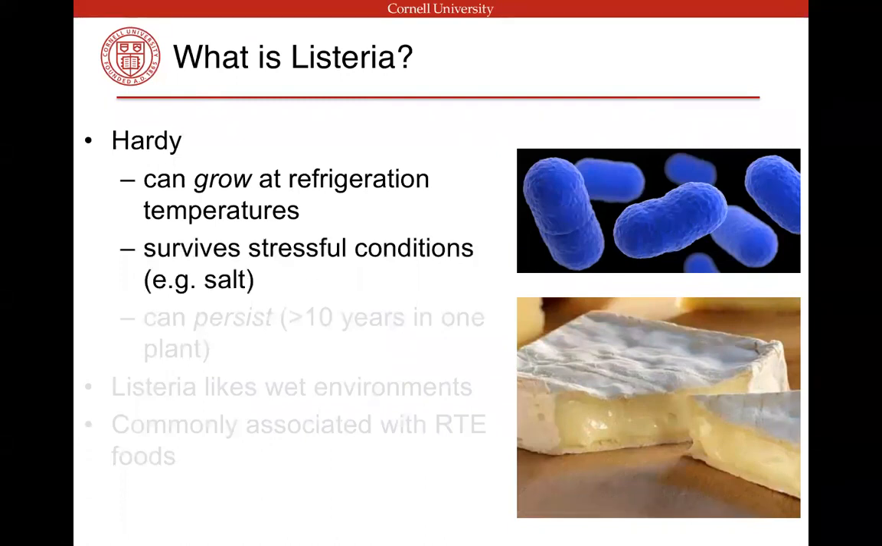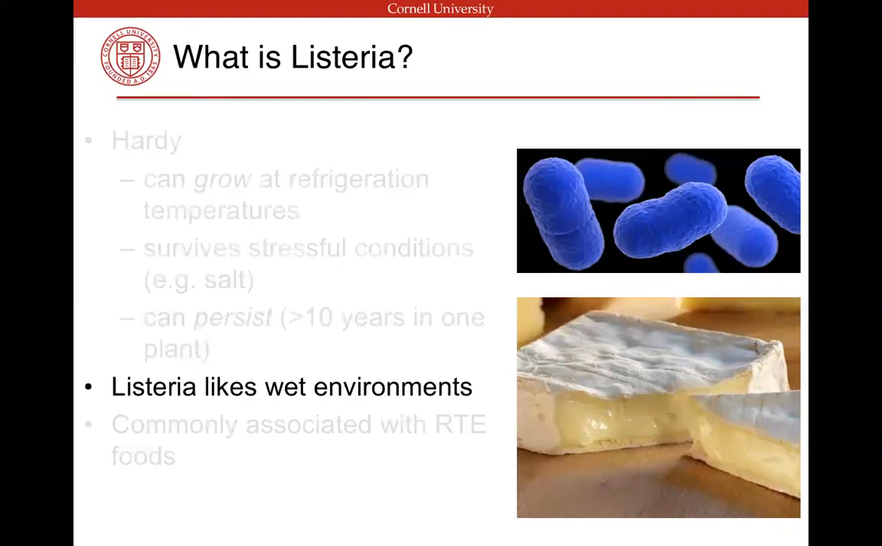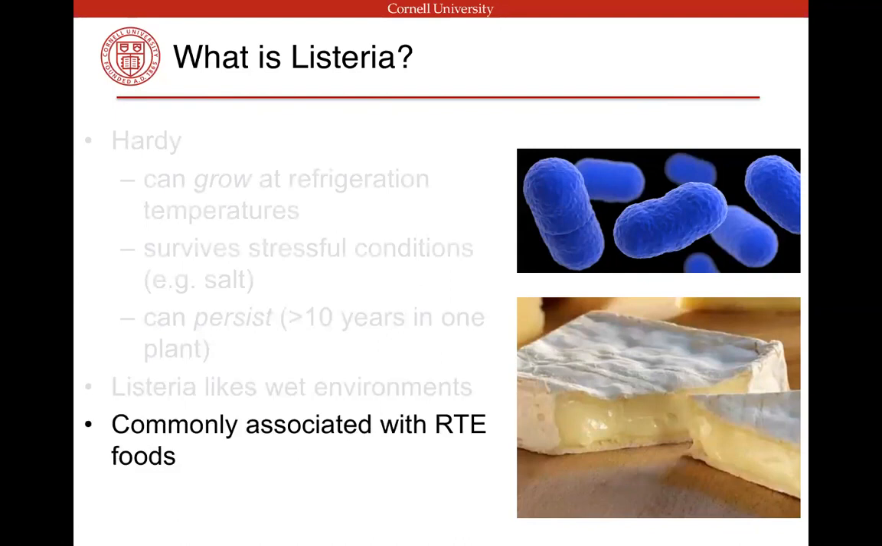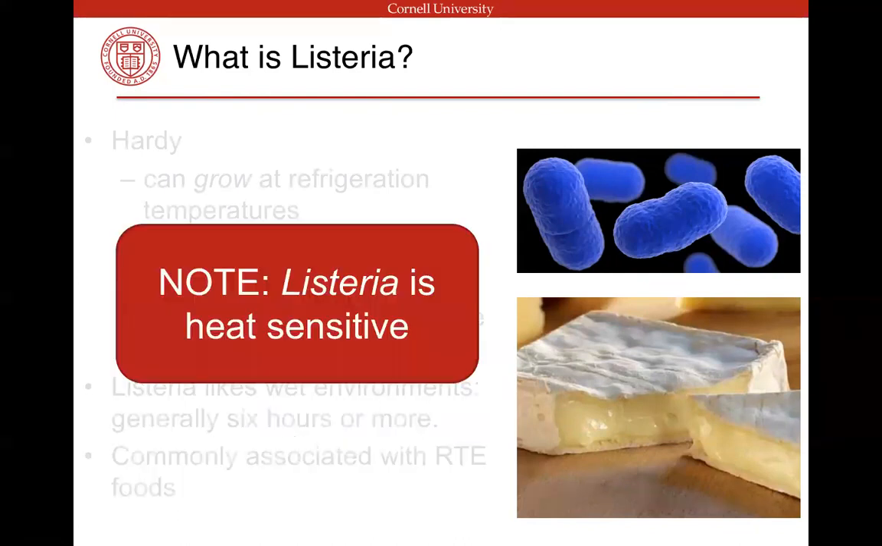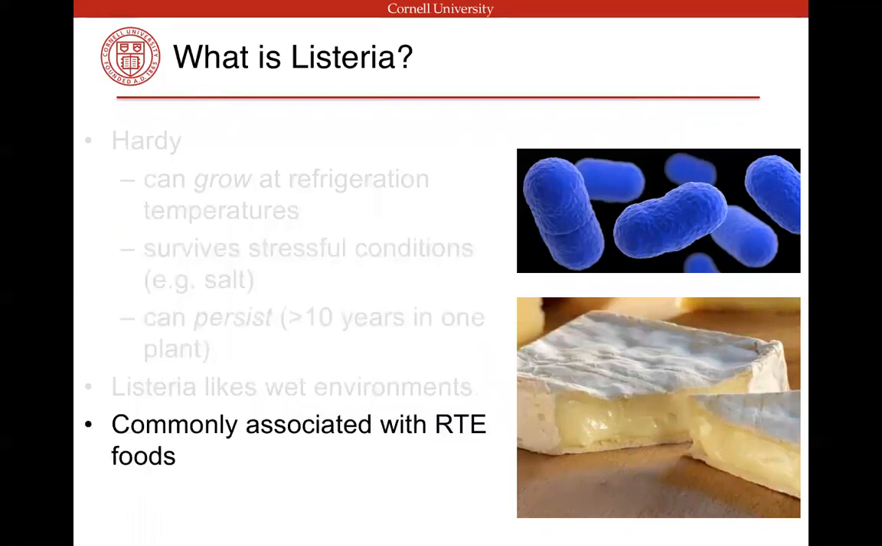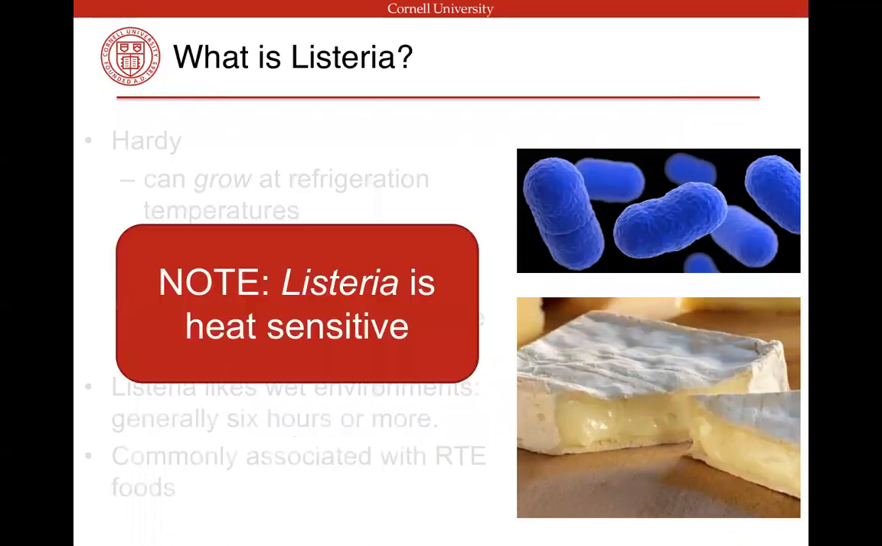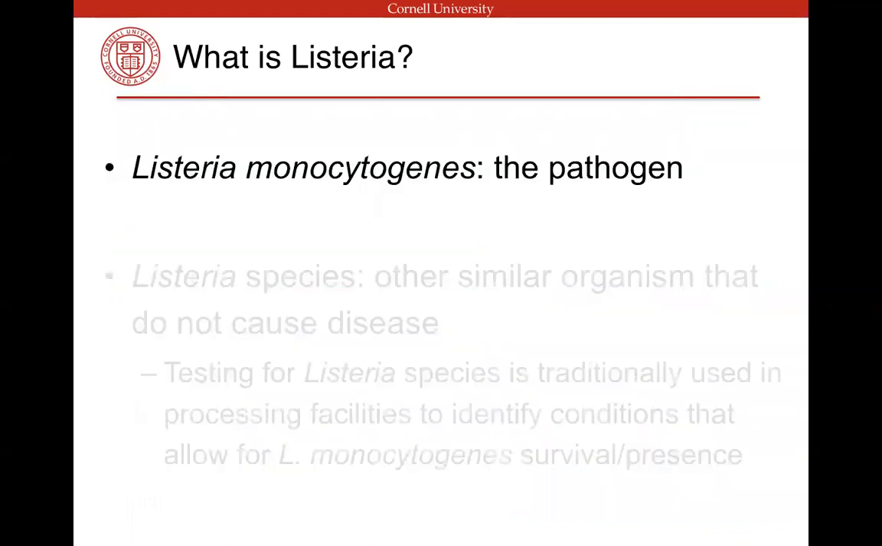It can also survive stressful conditions, and it can persist. Listeria is known to survive weeks, months, and even years in food facilities, continually growing and recontaminating food. It likes wet environments, so I'll talk a little bit more about that later, and it's commonly associated with ready-to-eat food. I want to remind everyone that Listeria is heat sensitive, so if you cook your food, the Listeria will die. We talk so much about Listeria that it almost feels like the superbug that can survive anything. But really, it's associated with ready-to-eat foods because they aren't cooked, so it is heat sensitive.